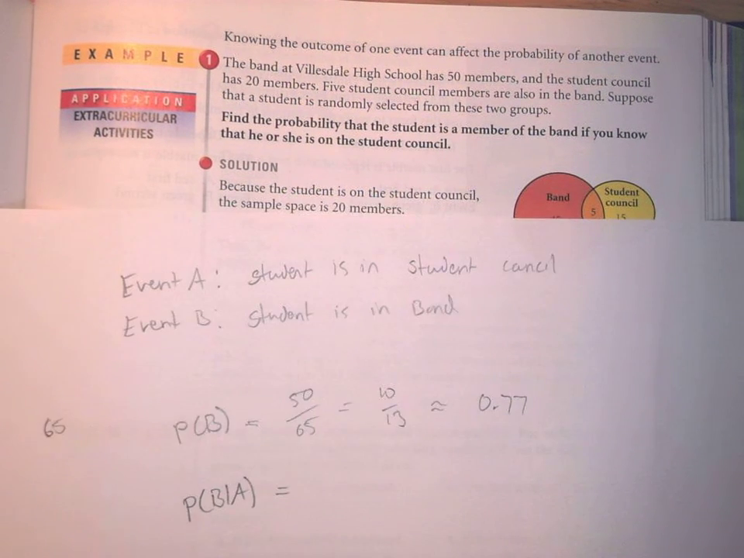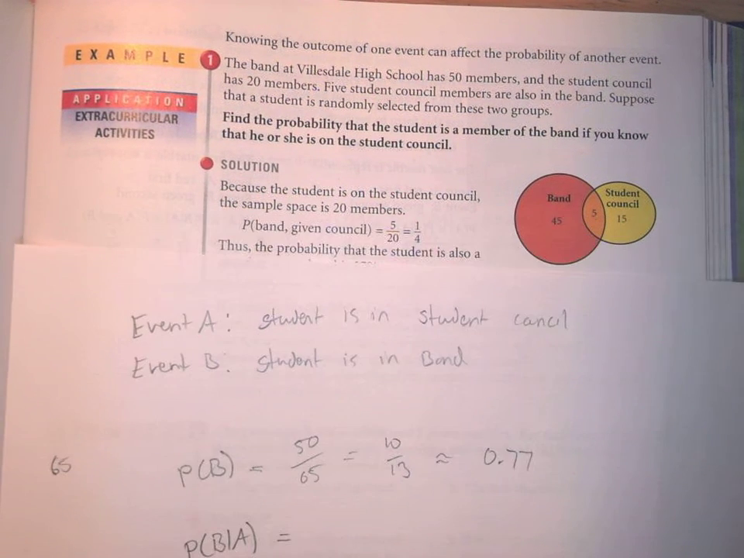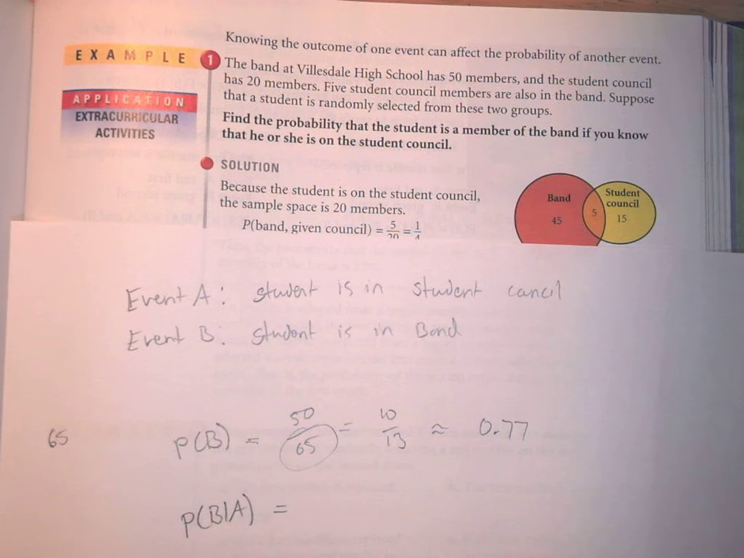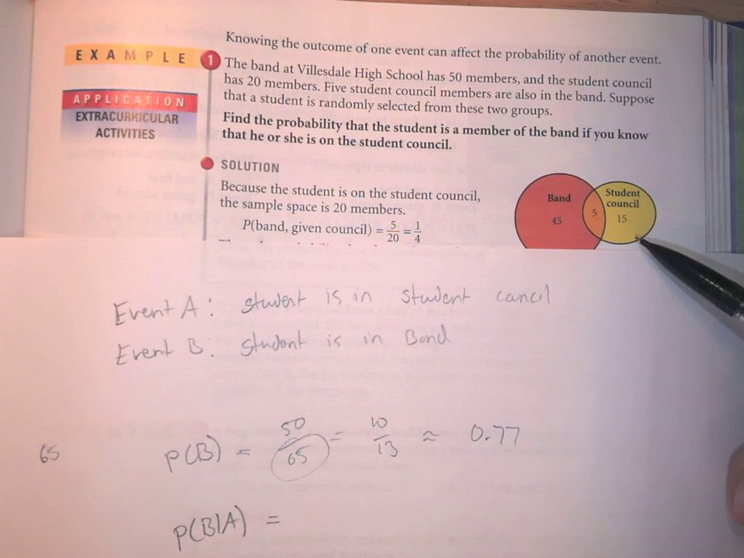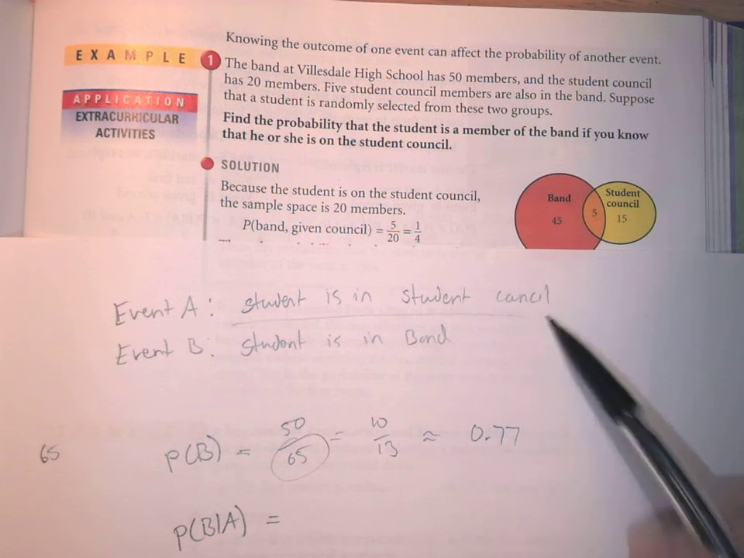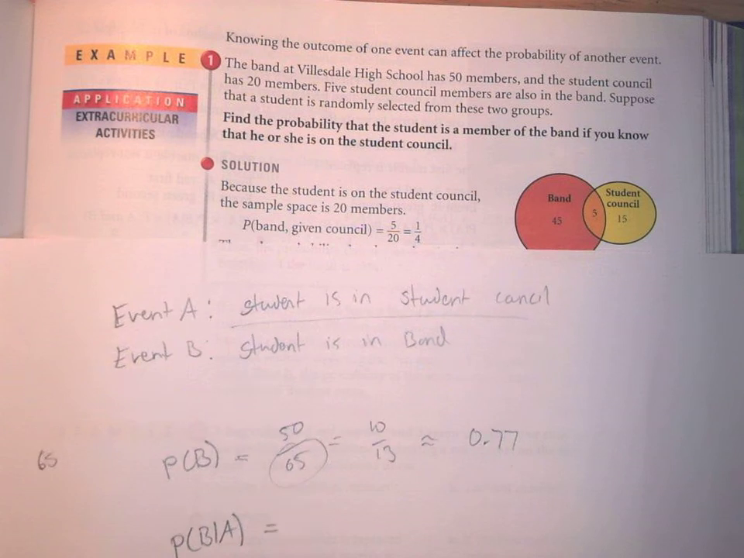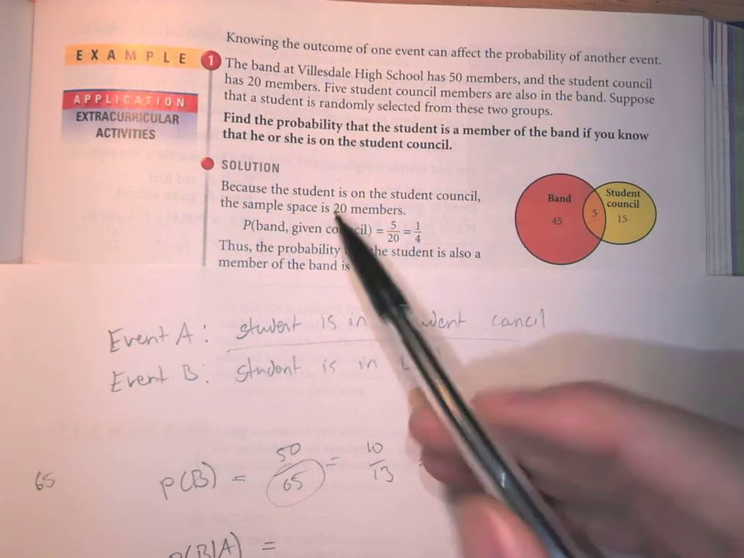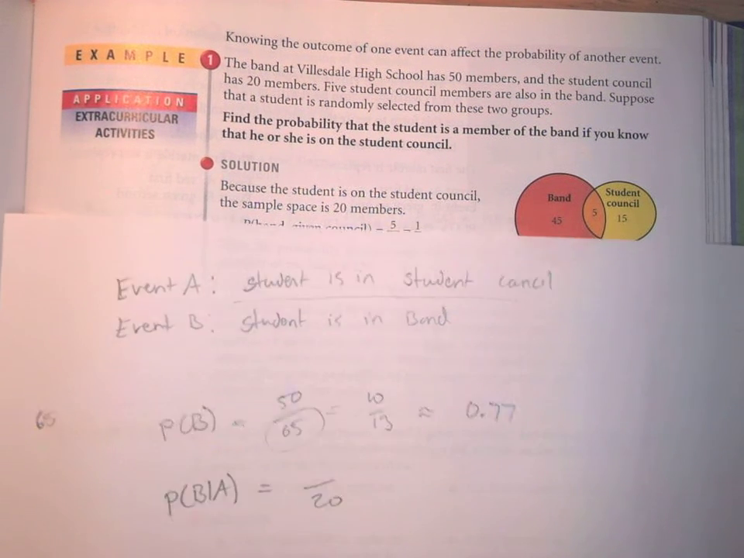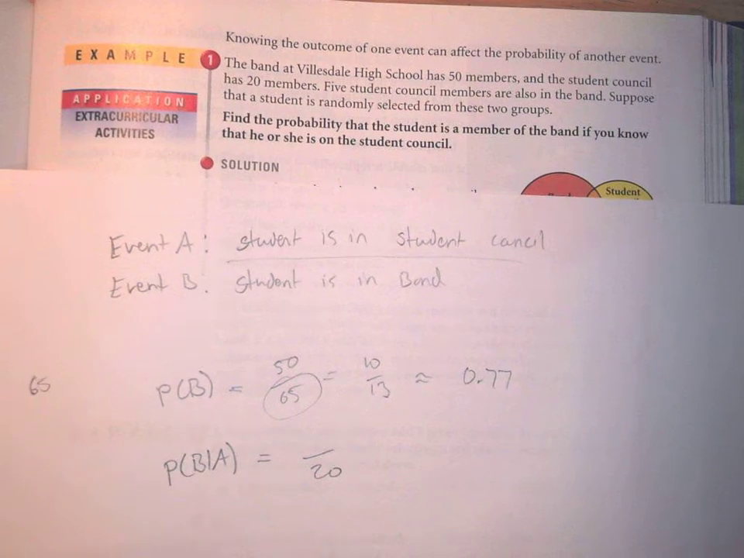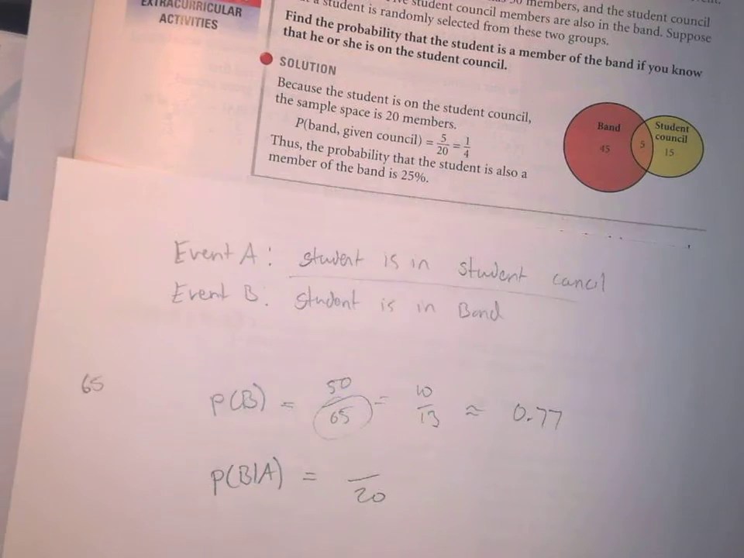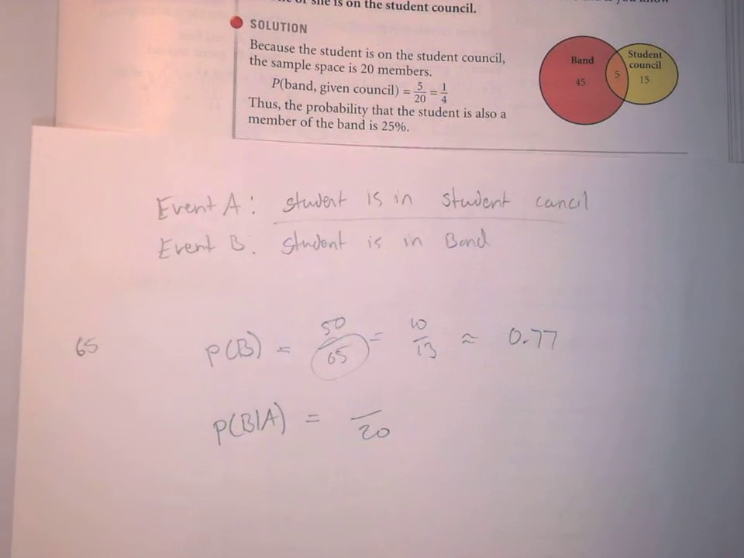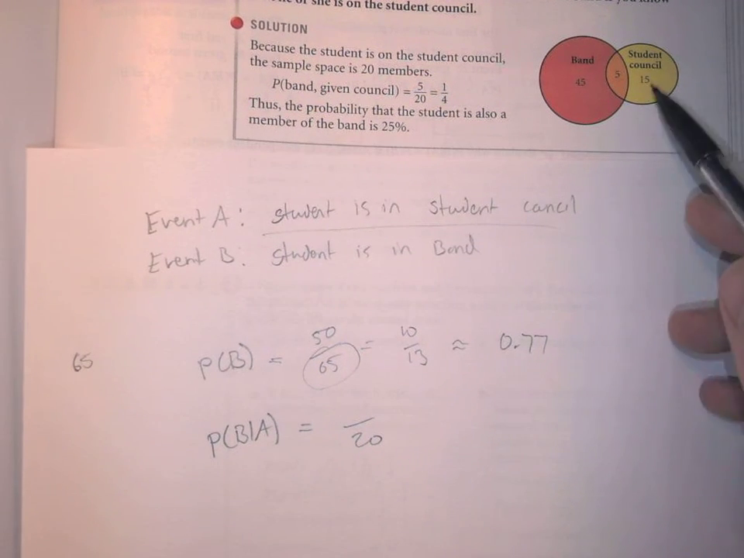And so what's happening is we're changing our sample space, because now we're not thinking about how many students are total. There's 65 total. We're talking about, well, how many students are in student council? Because event A already happened. We already picked a student that was in student council, and there's only 20 of those, right? So the sample space now is different because we're looking at a subgroup. We're assuming, let me move this up a little bit, we're assuming that the person is in student council.